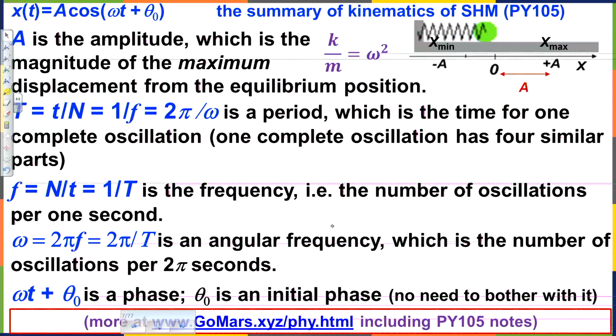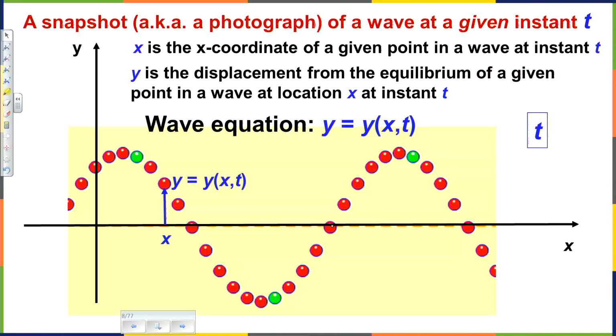Nothing new. The only difference is that now what we called phase, this variable, also depends on location, on x. For different locations, the motion happens with the same period, the same frequency, and the same amplitude, but slightly out of phase. So the goal is to write the wave equation, which is the motion equation for the whole wave.